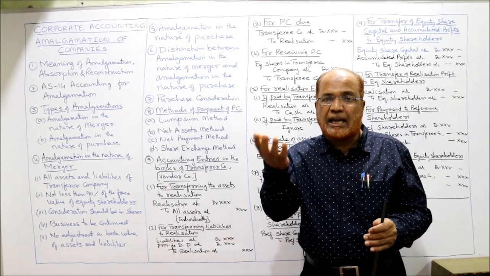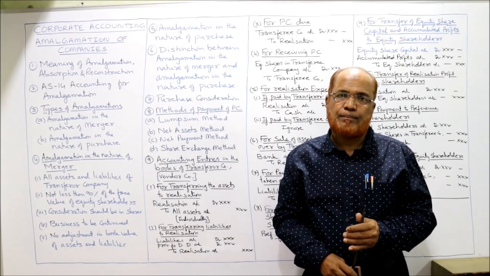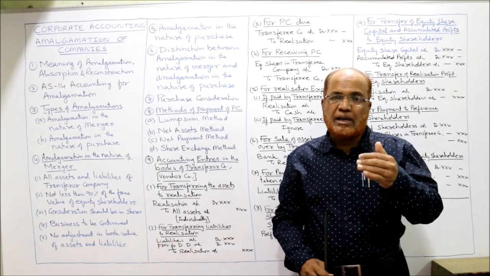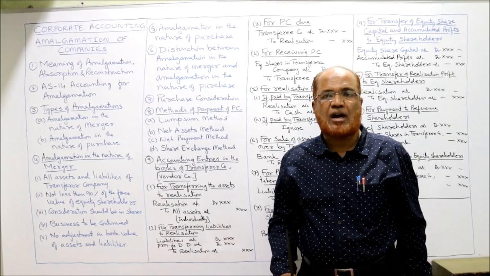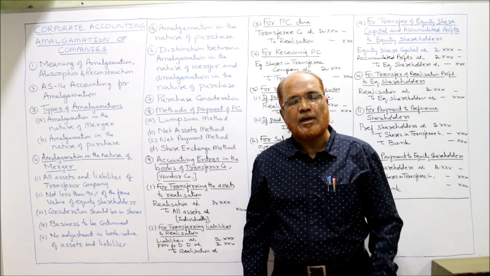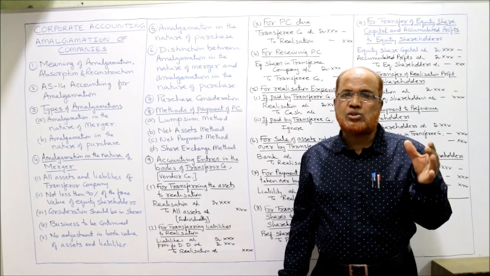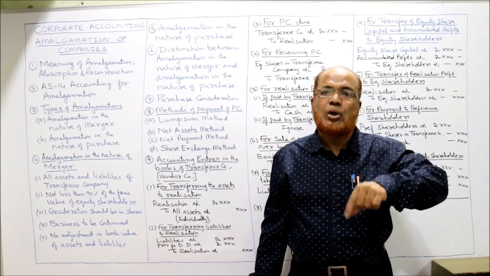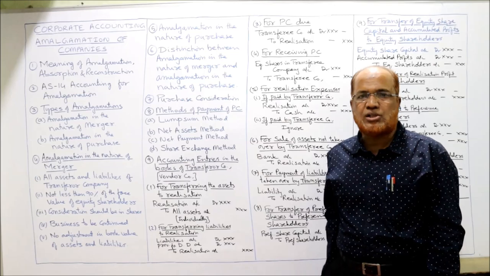Jab B Limited kharid rahi hai A Limited ko, तो फिर B Limited को प्राइस पे करना पड़ेगा. The buyer will pay the price to the seller. तो B Limited will pay the price. The price which it pays to the vendor, that is called purchase consideration. In simple words, we can say the shares or any other securities or cash which is paid by the transferee company to the transferor company, that is called purchase consideration.